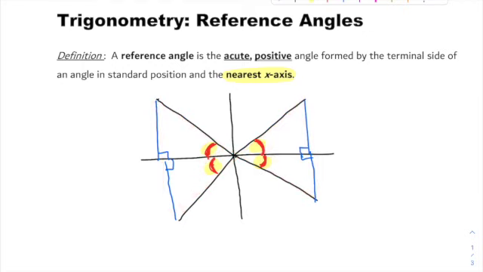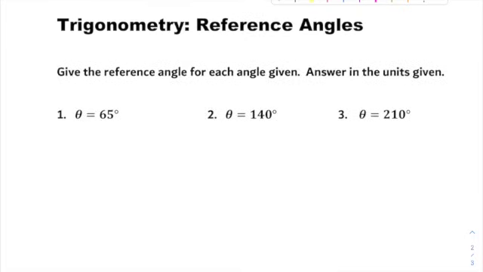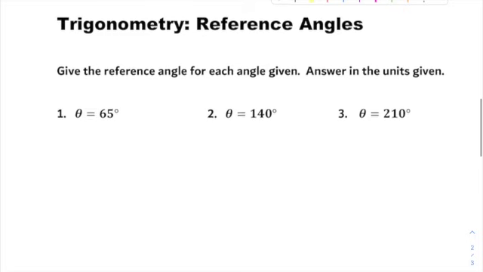Okay, now that we know what we're looking for, let's do some examples and see how easy these really are. You don't have to draw a diagram, especially when you're good at these. You shouldn't have to, but it's nice to visualize and get the gist of it. So the first one, theta is 65 degrees. So that would be in quadrant 1. And the reference angle is basically how many degrees you are away from the nearest x-axis. And so that would be 65 degrees.